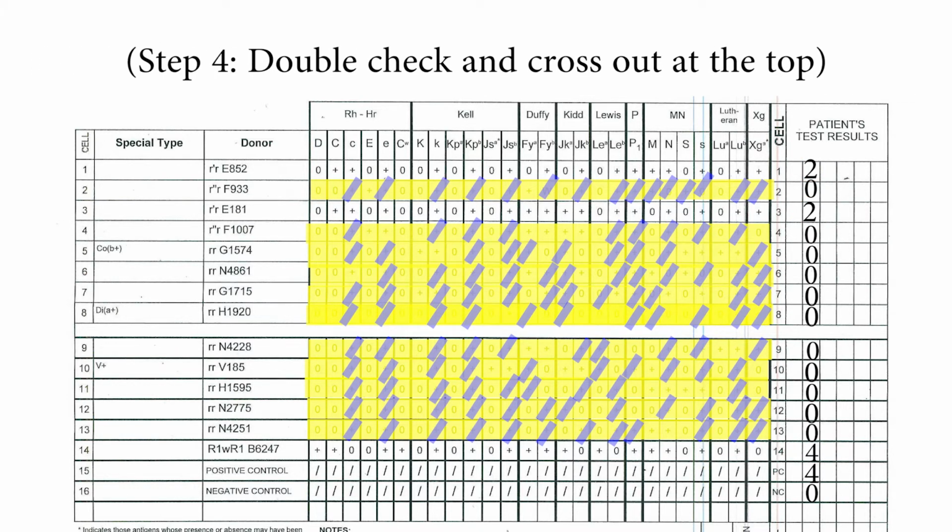Step 4. Double check and cross out the antigens at the top. After crossing out, you will see that you have big D, big C, big E, Cw, big K, Kpa, Jsa, and Lutheran a left.